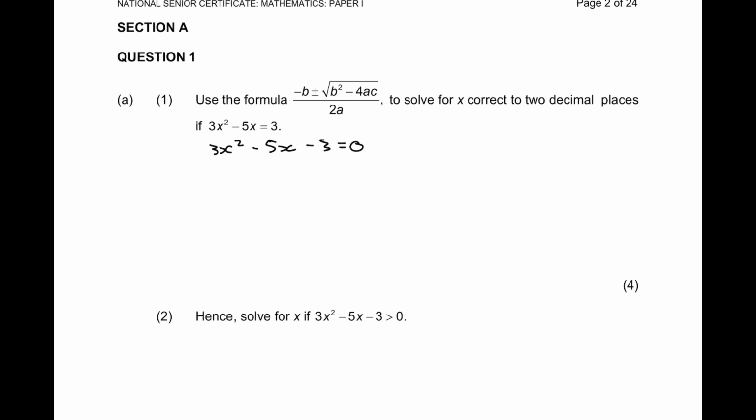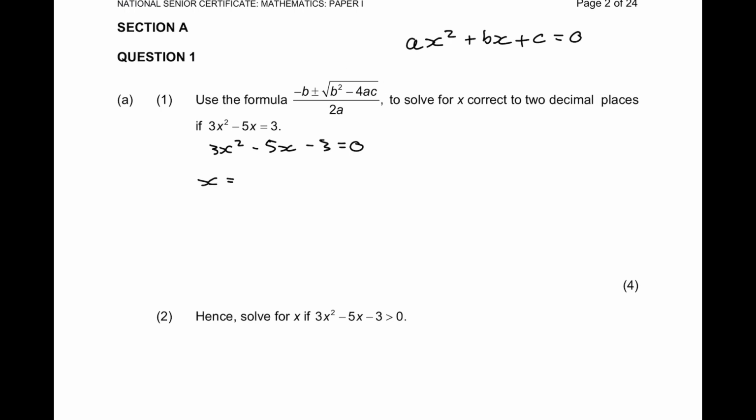Now, where does this equation come from? So the quadratic equation comes from the standard form ax squared plus bx plus c equal to 0. As you can see, we've brought these into the same form, the standard form, and we can then identify that 3 is equal to a, negative 5 is equal to b, and negative 3 is equal to c. Okay, so all that's left to do is to substitute these into this equation. So let's go ahead and do that.